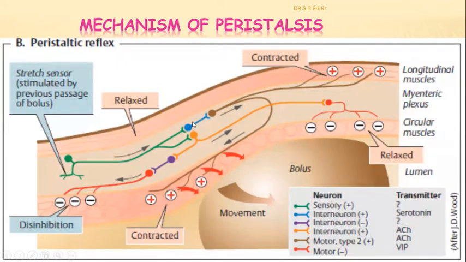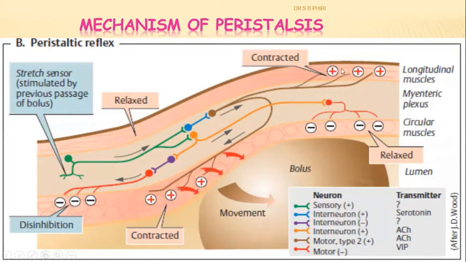So the interneuron that is innervating the longitudinal muscles above the bolus, they are going to be stimulated to contract. So it means here there is release of acetylcholine and substance P, because we say those are the neurotransmitters that will bring about muscle contraction. And also the circular muscles behind the bolus, they are going to be stimulated to contract.